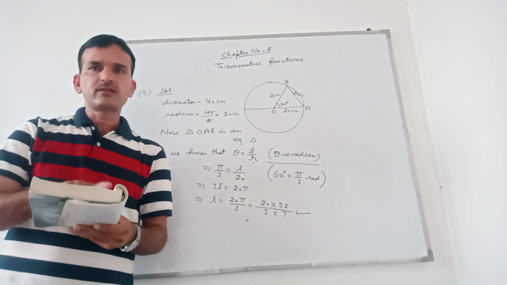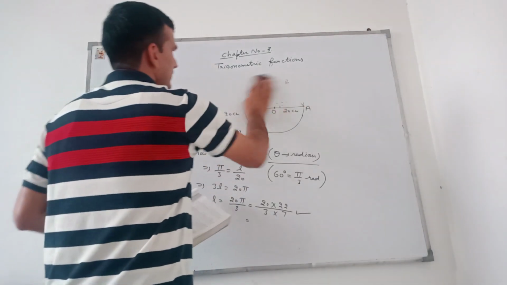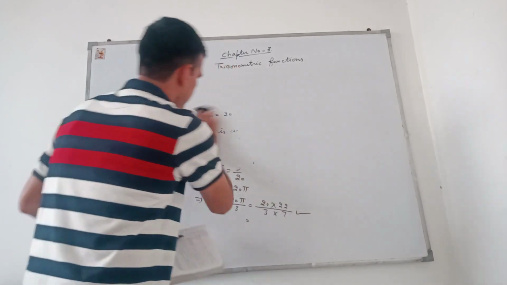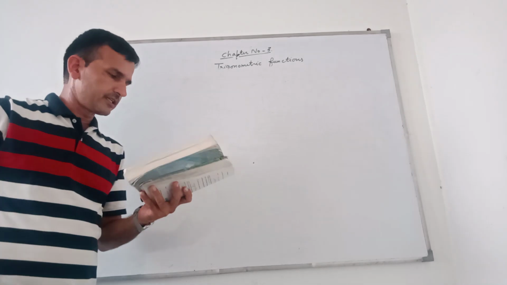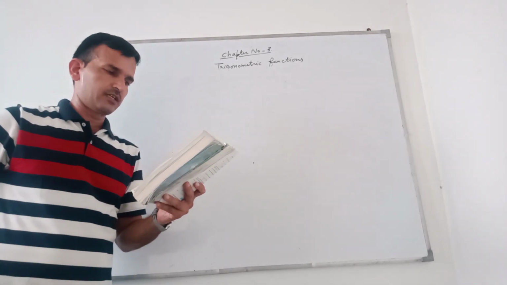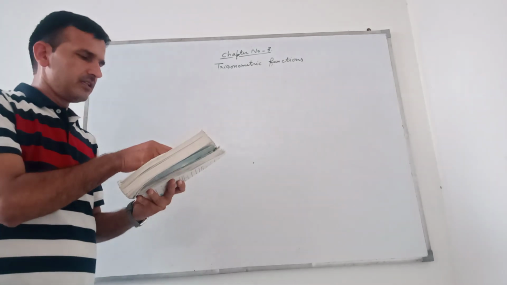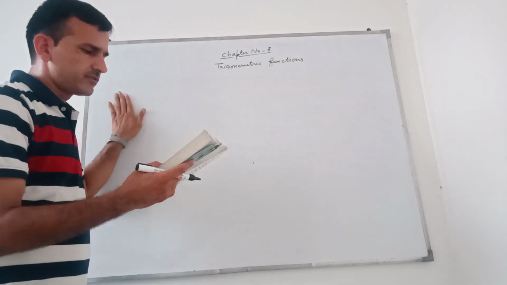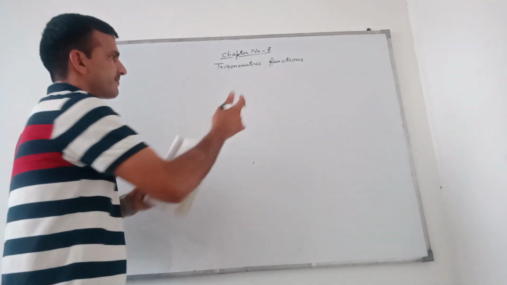Now question number 6. What is question number 6? Now we discuss question number 6. If in two circles arc of the same length subtend angle 60 degree and 75 degree at the center, find the ratio of their radii.